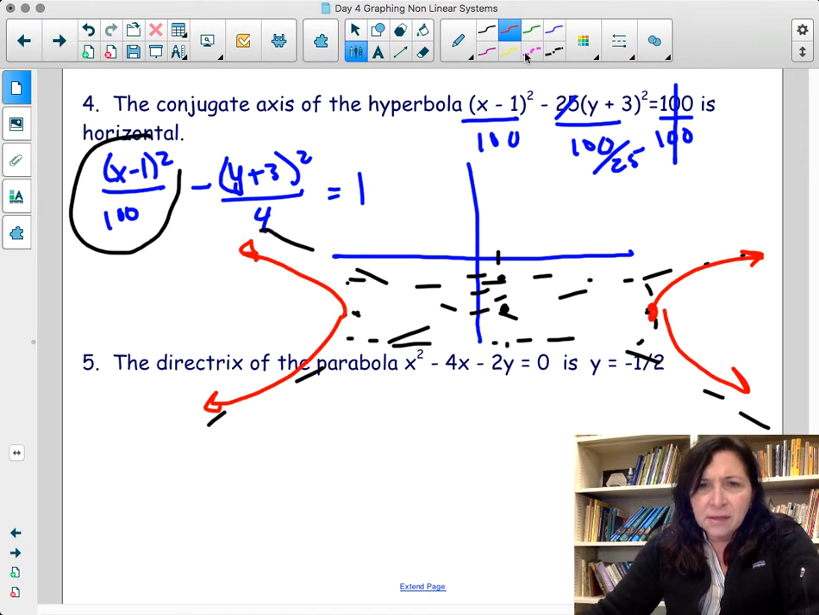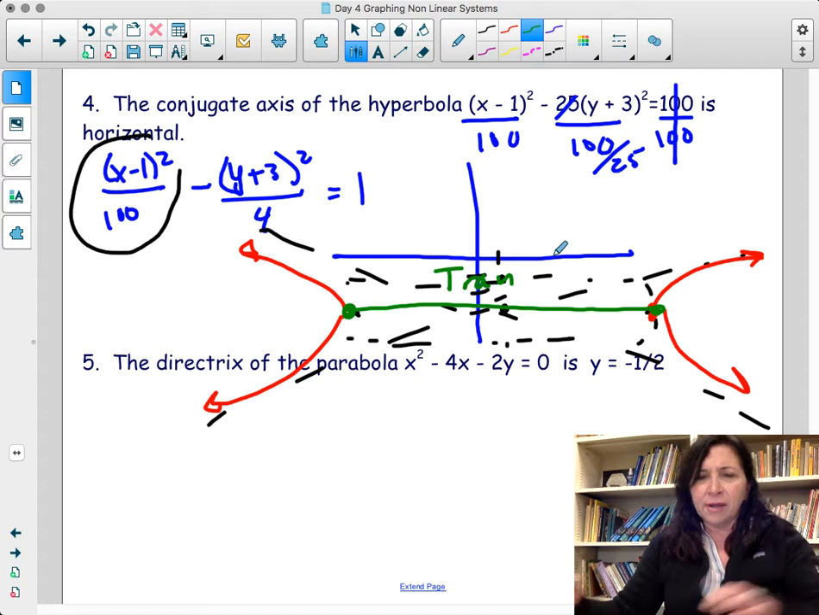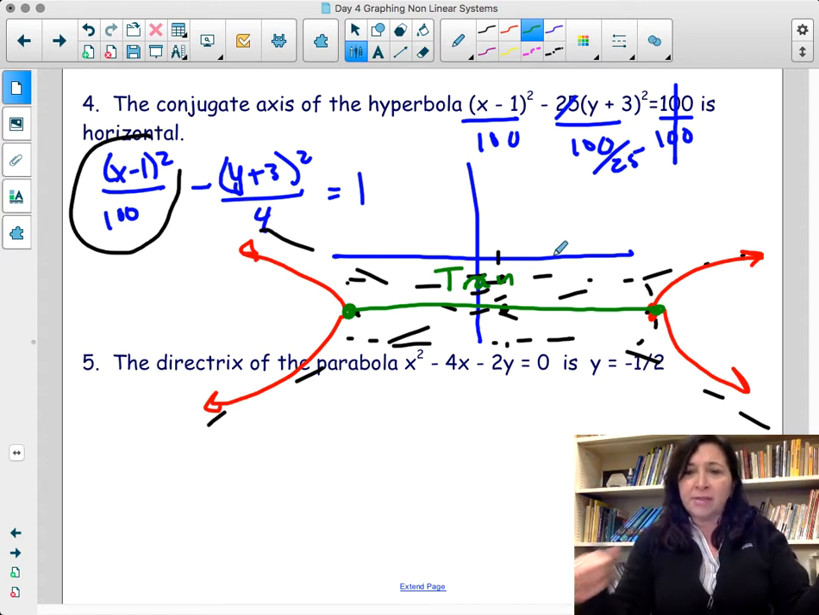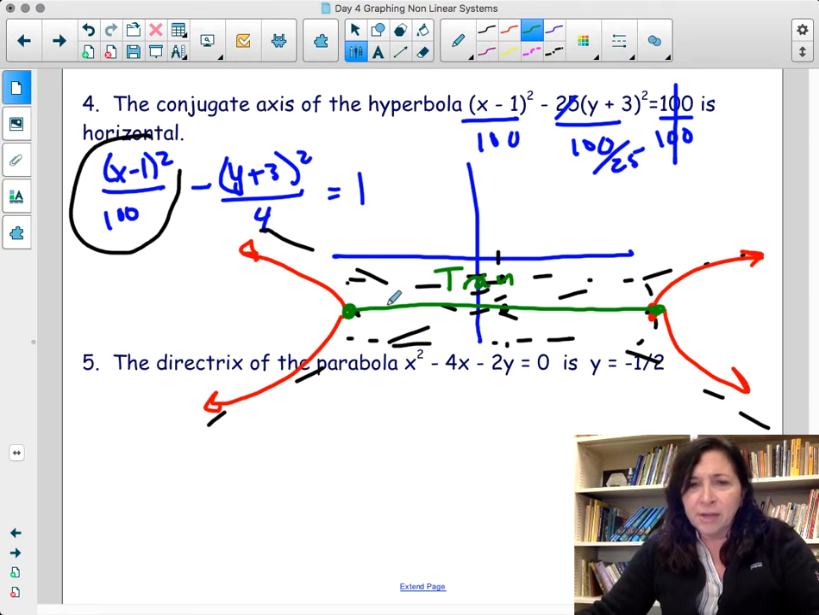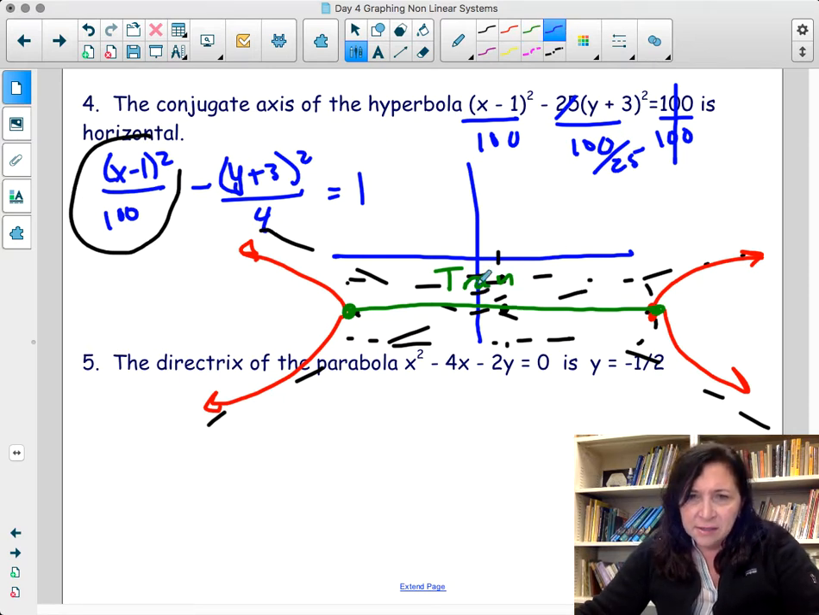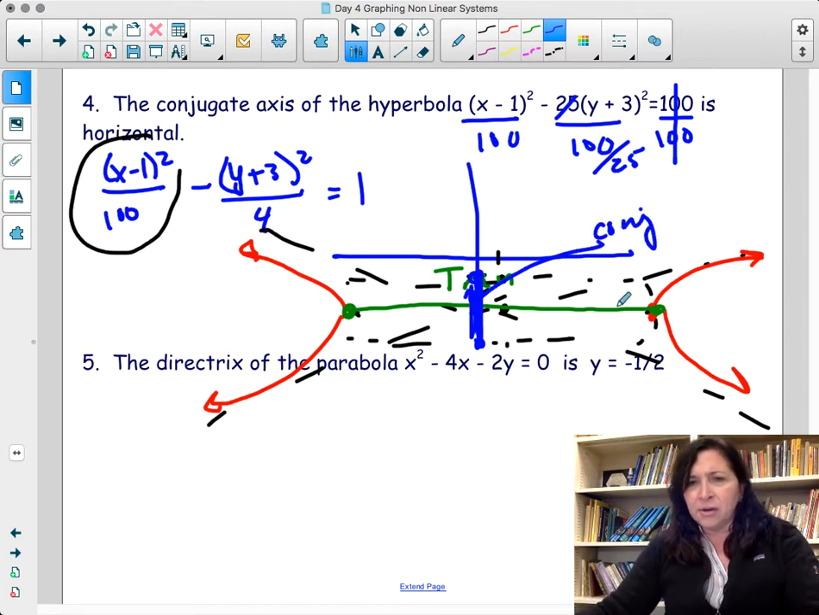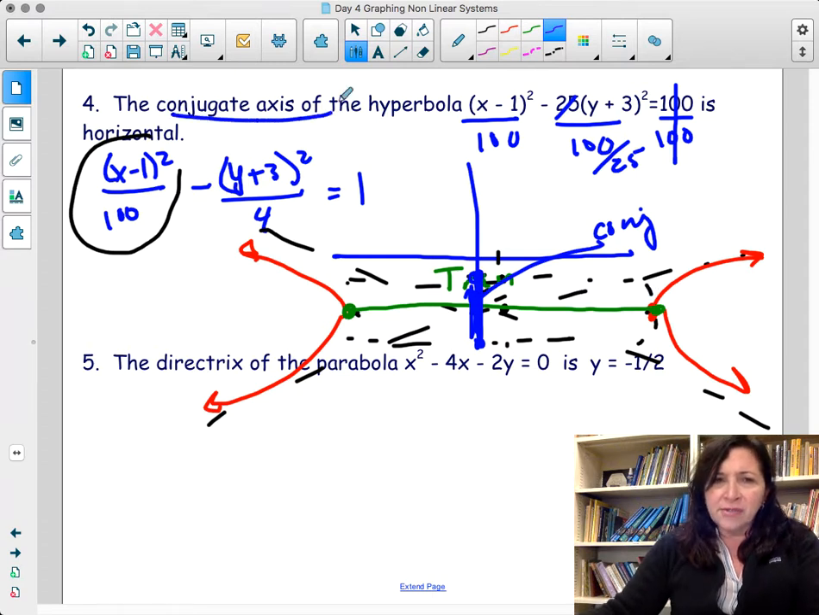So this length right here that goes from here to here, that's my transverse axis. My transverse axis is the axis that actually holds the two branches that make the hyperbola. So that's my transverse axis. Now, my conjugate axis is this axis right here that really doesn't hold anything. It just touches the endpoints. So that blue line right here, that's the conjugate axis, whereas the green line here, that's the transverse axis. So it says the conjugate axis is horizontal. That's not true. That's false.